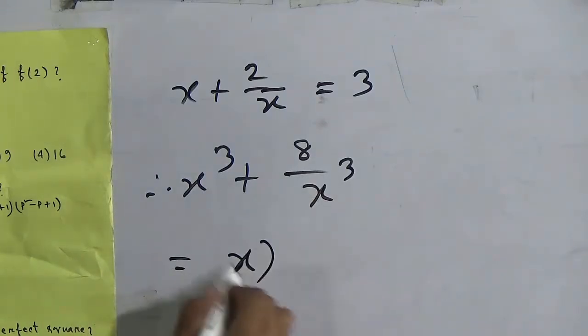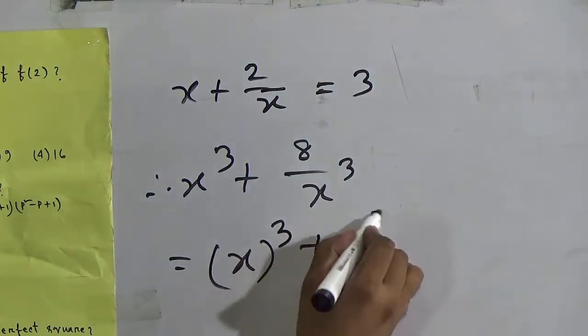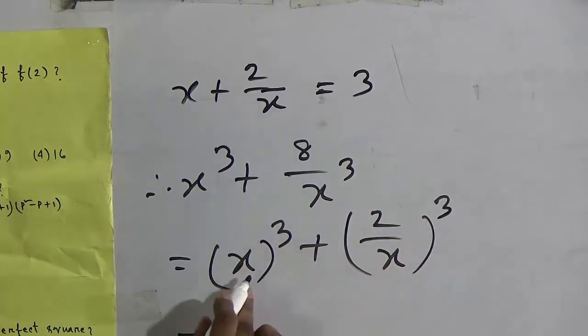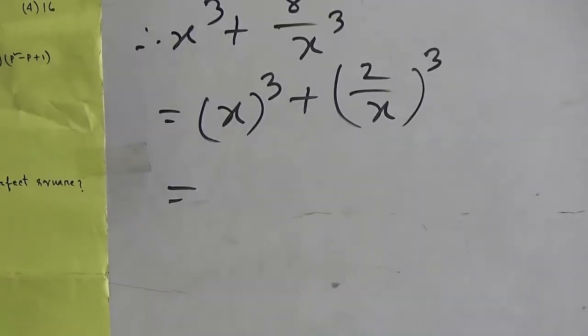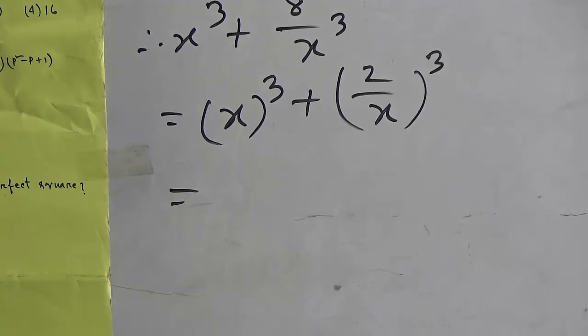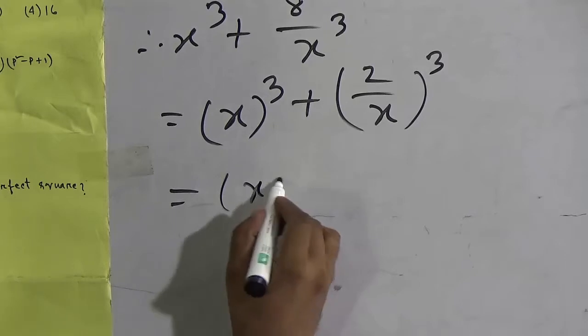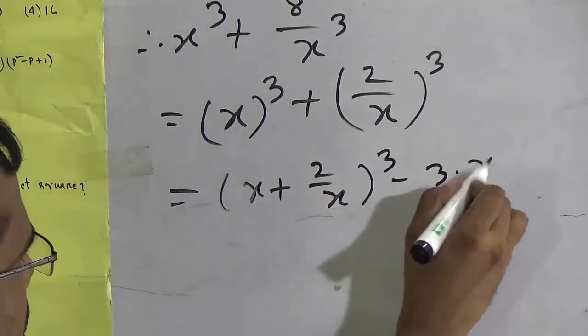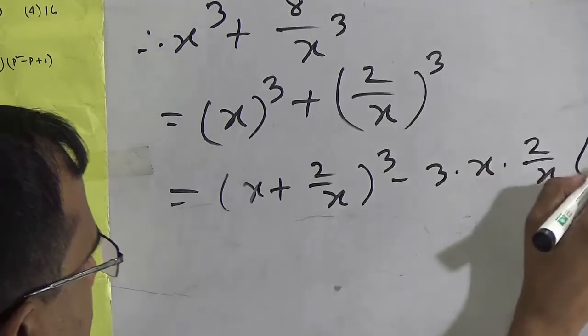Here we can write x whole cube plus (2 by x) whole cube. Now if we consider x as a and 2 by x as b, then we can apply the formula a cube plus b cube equals (a plus b) whole cube minus 3ab into (a plus b). (a plus b) whole cube minus 3ab into (a plus b).